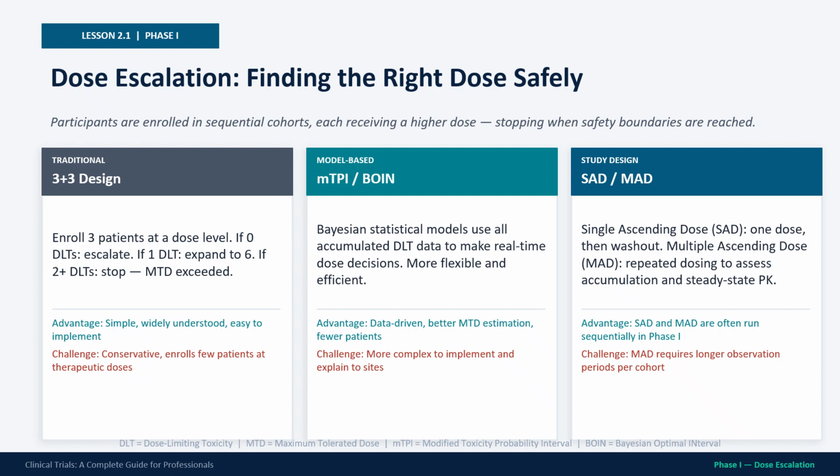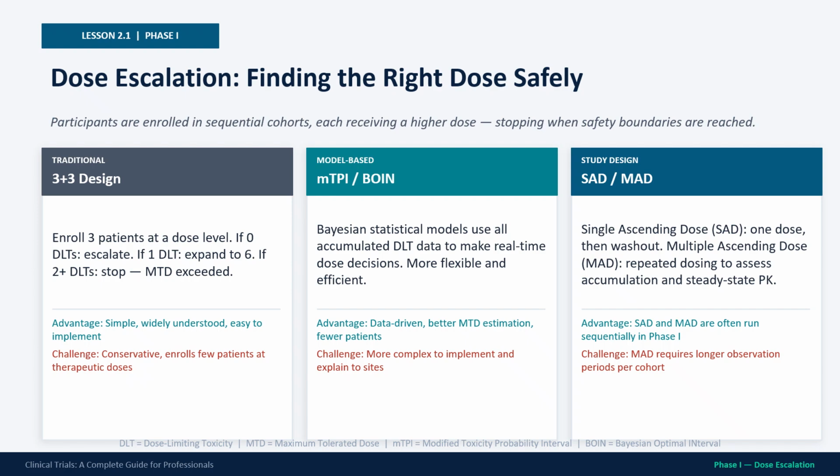The 3+3 is simple and well understood, but it has limitations. It can be overly conservative and may require many cohorts to find the right dose. Modern alternatives, the mTPI and BOIN designs, use Bayesian statistical models to continuously update decisions based on all accumulated safety data. They are smarter, more efficient, and increasingly preferred by regulators.